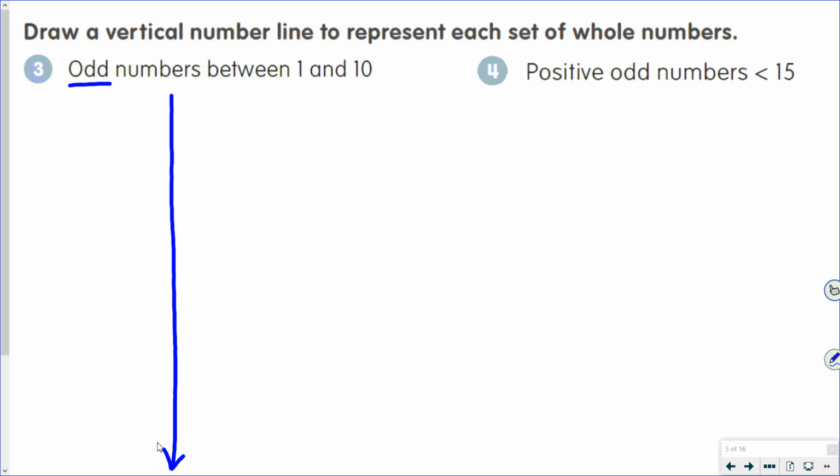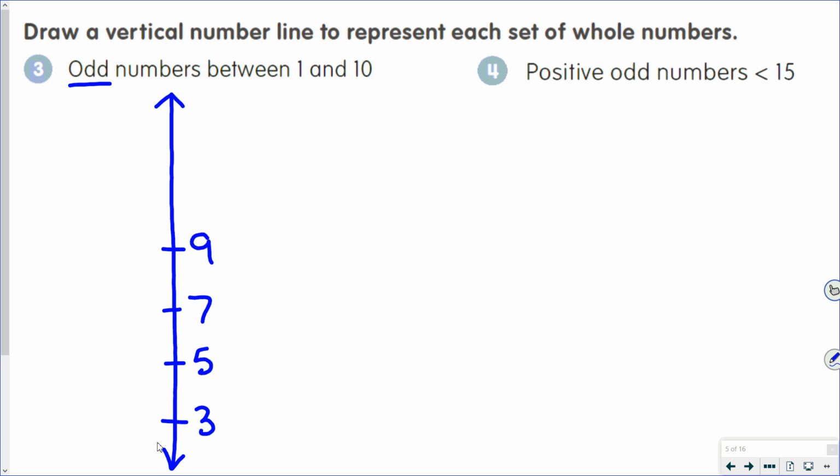Okay, so again, we start at the bottom. Since it says between 1 and 10, we can remember our previous example where it said between 5 and 12. We did not include 5 and 12, so in this one we're not going to include 1 and 10. So we're looking at the odd numbers between 1 and 10. We'll start at the bottom with 3, and then 5, and then 7, and then 9.